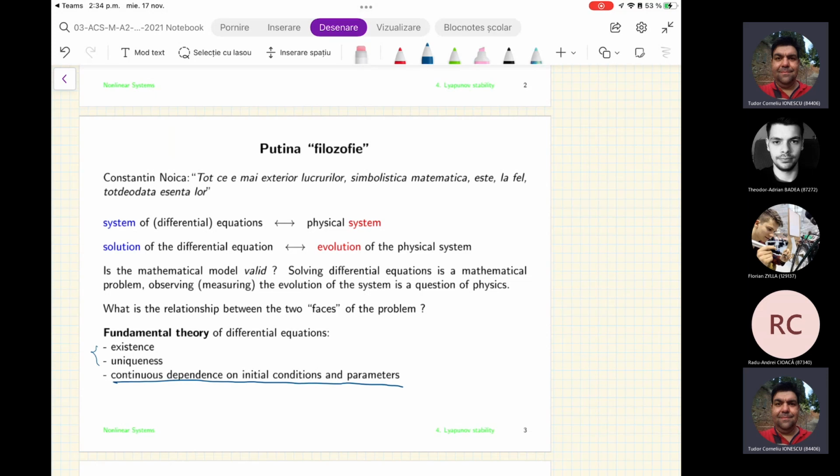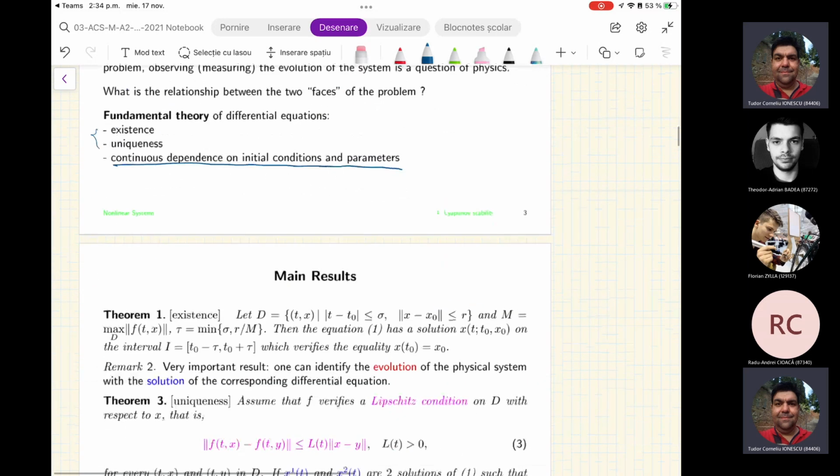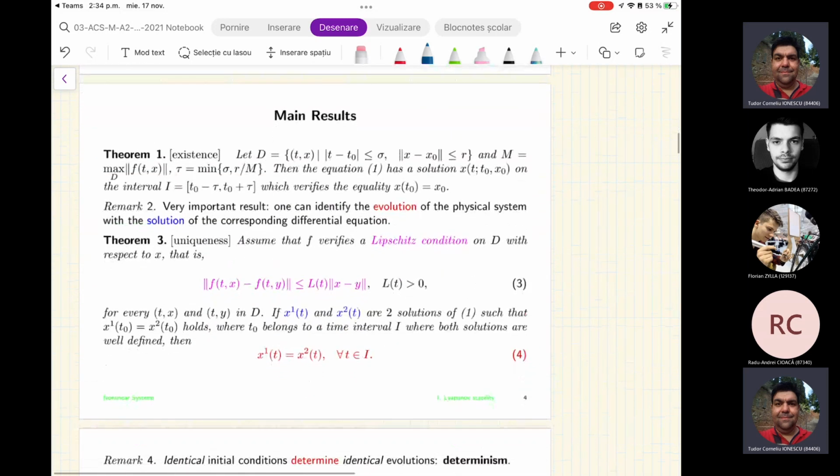Based on this, we can formulate concepts such as stability. So this is what we have to settle and what we have to understand. Okay, so now, of course, we are going to have main results.